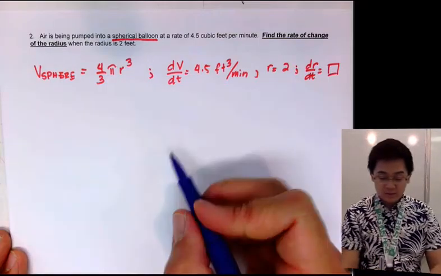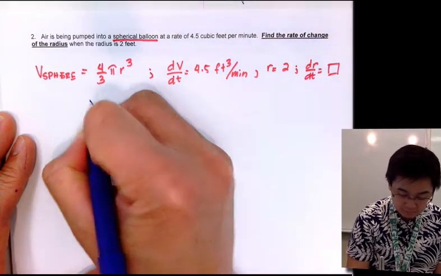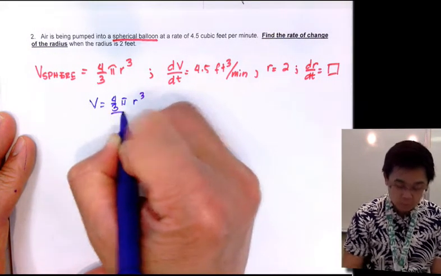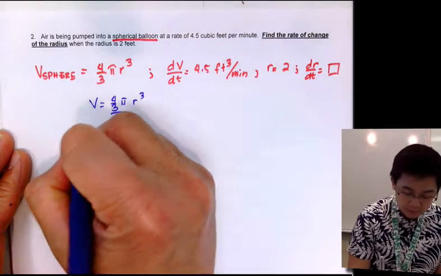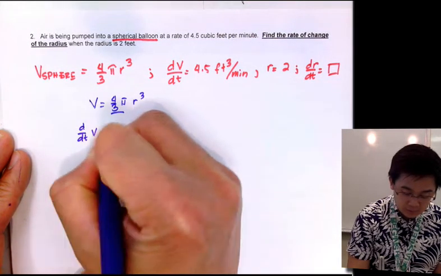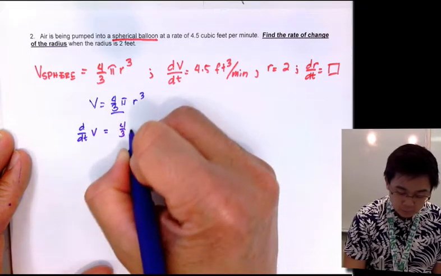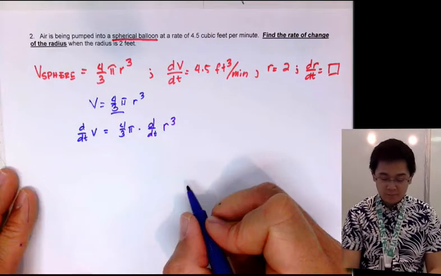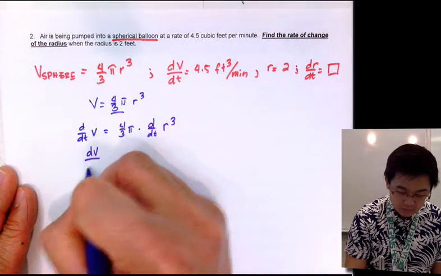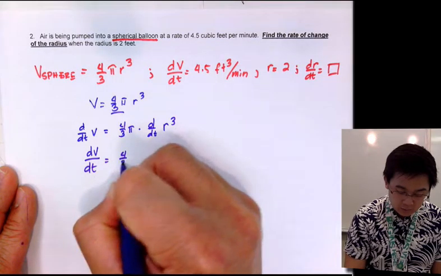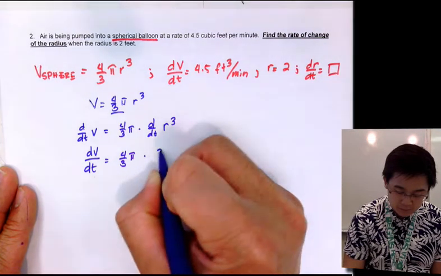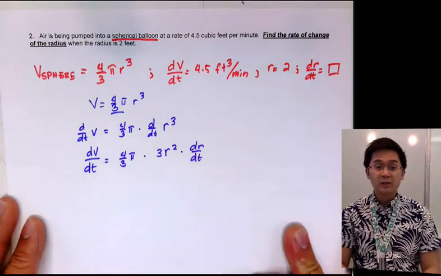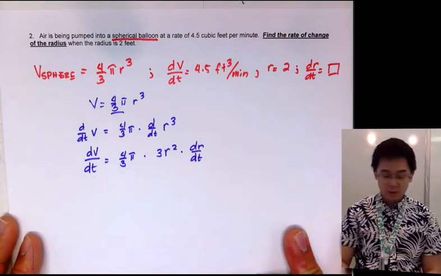So let's go ahead and take the derivative of the volume of the sphere. So we have V is equal to 4 over 3 pi r cubed, where 4 pi over 3 is constant. So taking the derivative of V with respect to time equal to 4 over 3 pi times the derivative of r cubed with respect to time will give us dV over dt of 4 over 3 pi times 3r squared times dr dt. So this is now the derivative function of our formula.